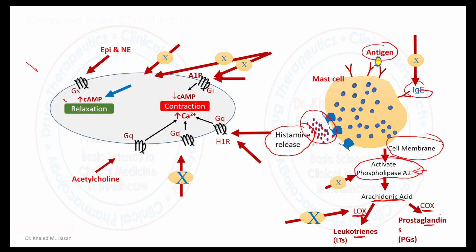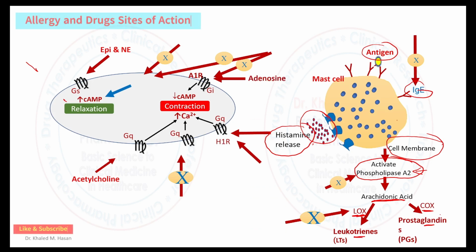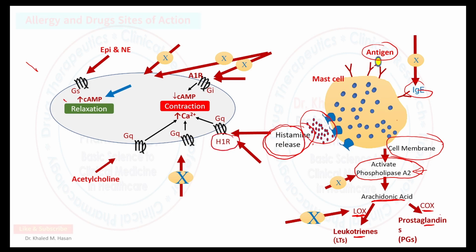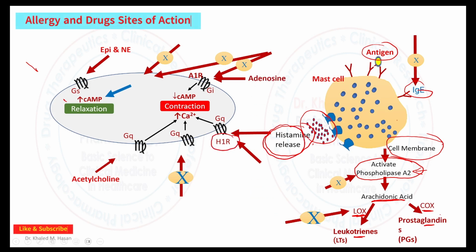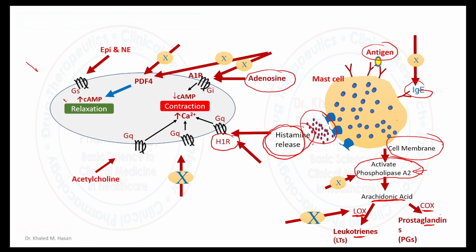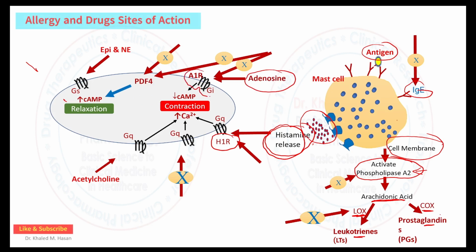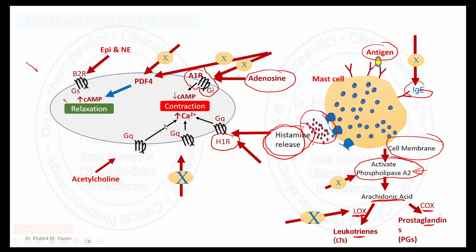Okay, next step. As you can see from this graph, I will go back a little bit to follow the process. Histamine binds to the receptor, the histamine H1 receptor. Then we have another mediator called adenosine. Adenosine binds to the adenosine receptor through the Gi protein, the inhibitory protein. Another receptor is available on the smooth muscle cells.